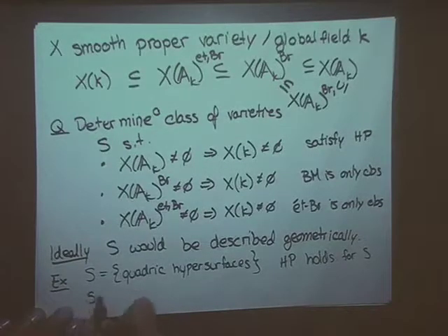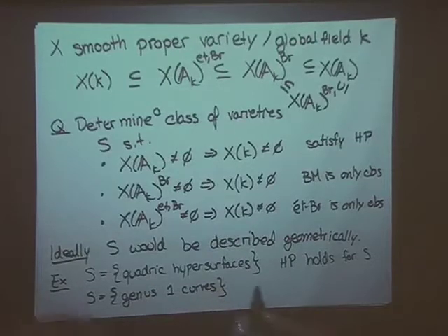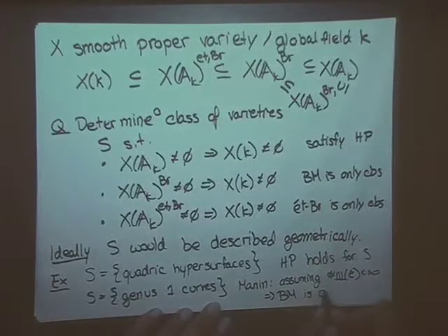What's another example? Well, if S is all genus 1 curves, then Manin showed that, assuming finiteness of Sha of all elliptic curves, Brauer-Manin is the only obstruction. So if you have any genus 1 curve, again that's a condition you can check purely geometrically. You're not saying anything about the arithmetic. And if we know this conjecture that the Tate-Shafarevich group of an elliptic curve is finite for all elliptic curves, then we know immediately. Yes?